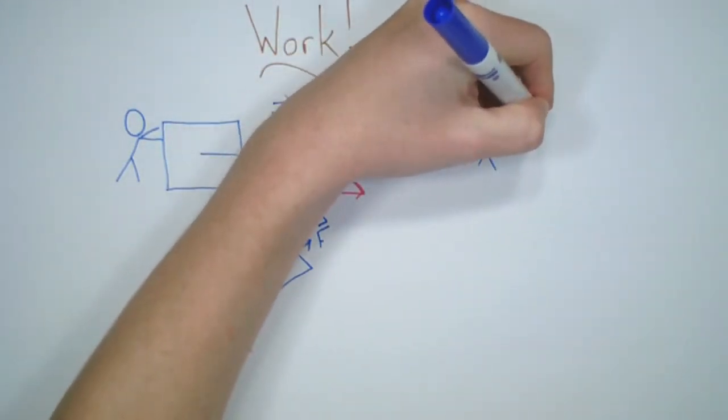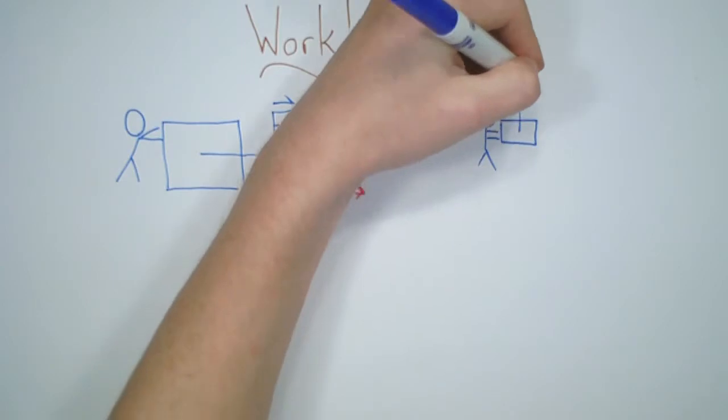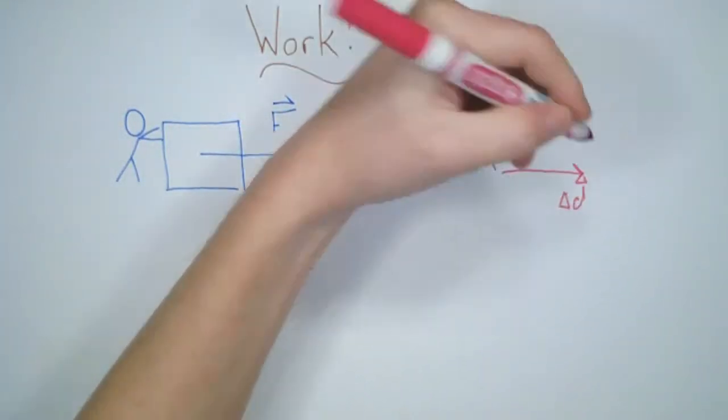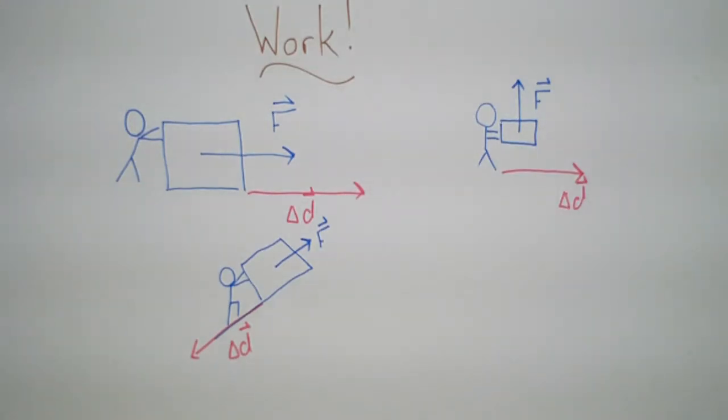We could also look at something like carrying a book around a room. In order to hold the book, we need to apply a vertical force to oppose gravity, but if we're moving around the room, the displacement will be horizontal.